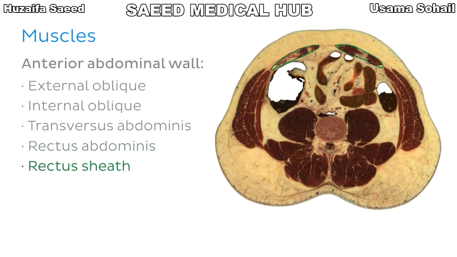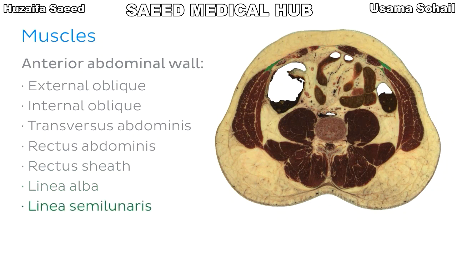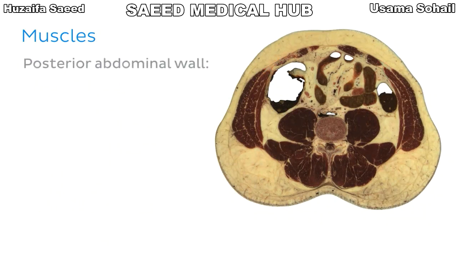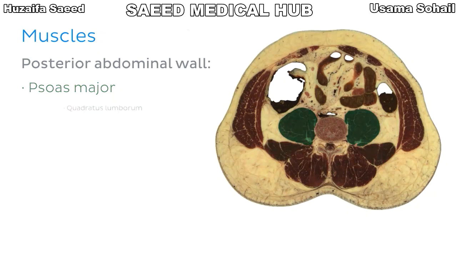In the midline is the midline fusion of the aponeuroses of the external oblique, the internal oblique, and the transversus abdominis muscles. This midline fusion is called the linea alba. And finally, on either side of the rectus abdominis are the linea semilunaris, which are again fusions of the aponeuroses of the muscles listed above. We then looked at muscles of the posterior abdominal wall, which are the psoas major, a powerful hip flexor, and quadratus lumborum, which lies posterior and lateral to the psoas major.